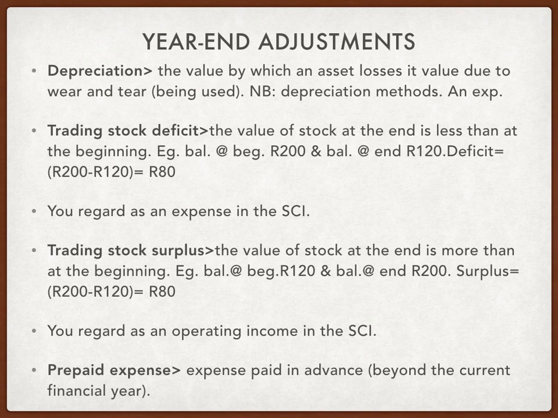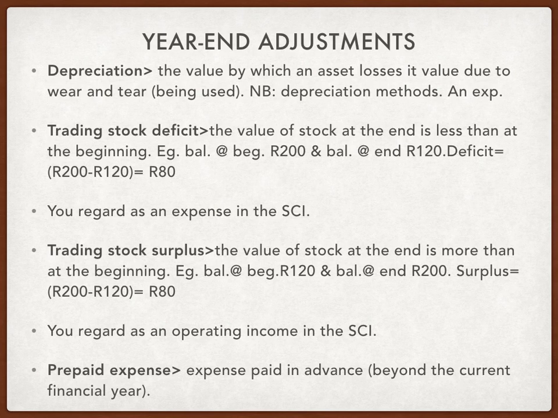First on the list is depreciation. This is the value by which an asset loses its value due to wear and tear from being used. We will look at some of these depreciation methods in our subsequent activities. But important to note is that depreciation is an expense, so it will fall under operating expenses when we prepare the statement of comprehensive income.